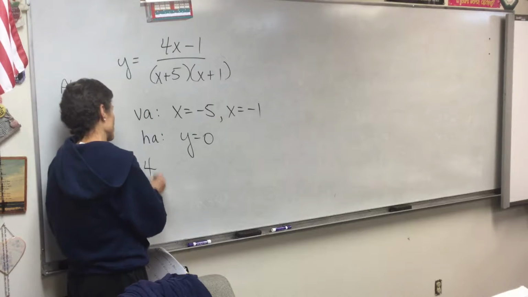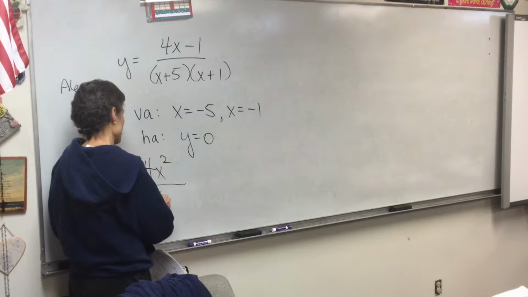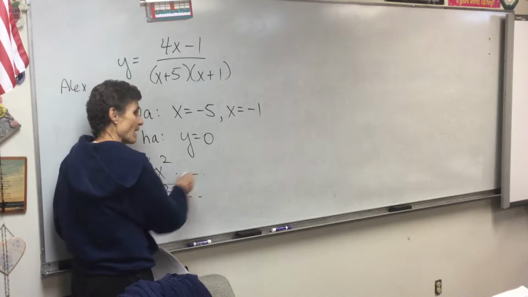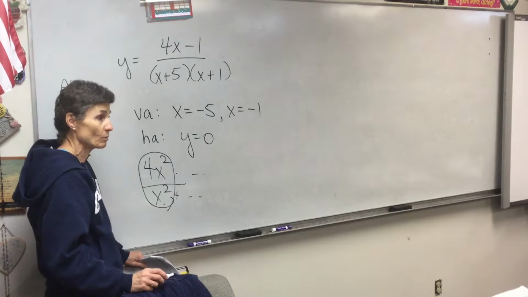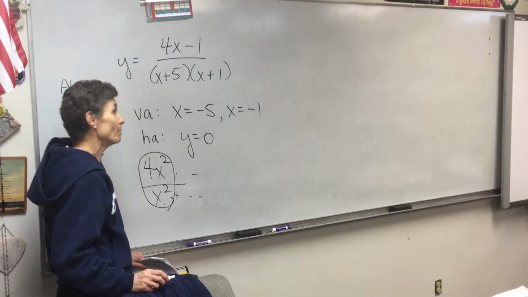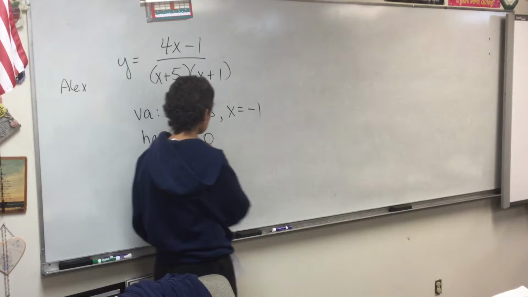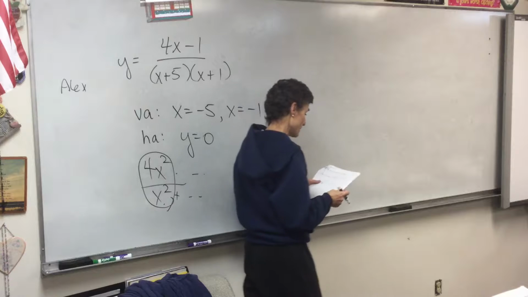If they matched, if we had had 4x squared over x squared, if we'd had that situation, then the asymptote would be at y equals 4. But the bottom one was bigger, so the asymptote is at y equals 0.